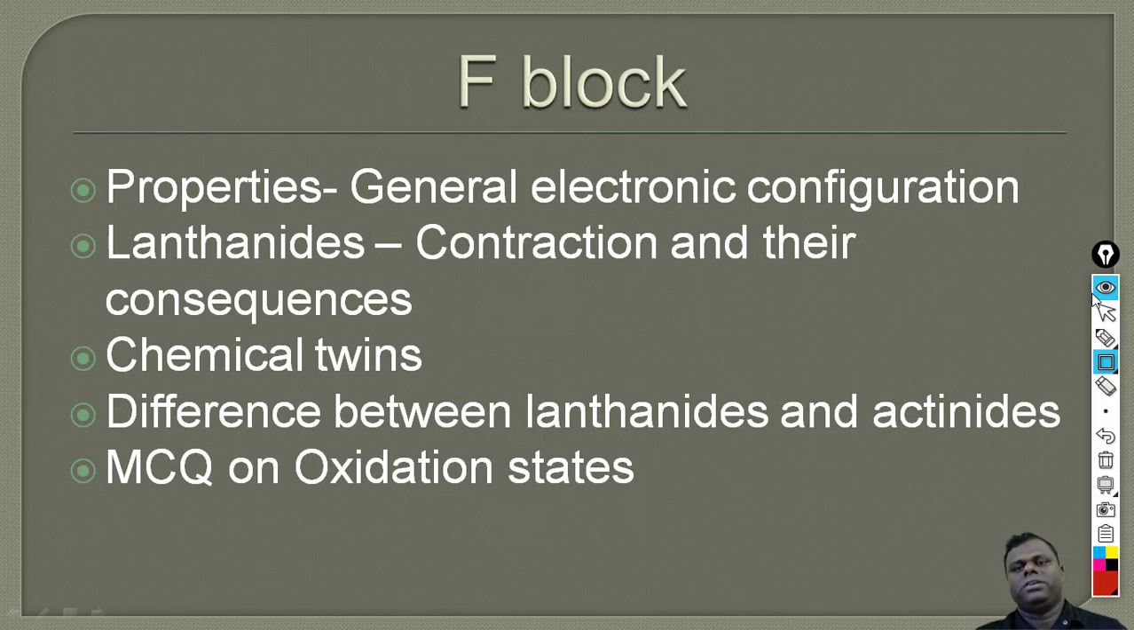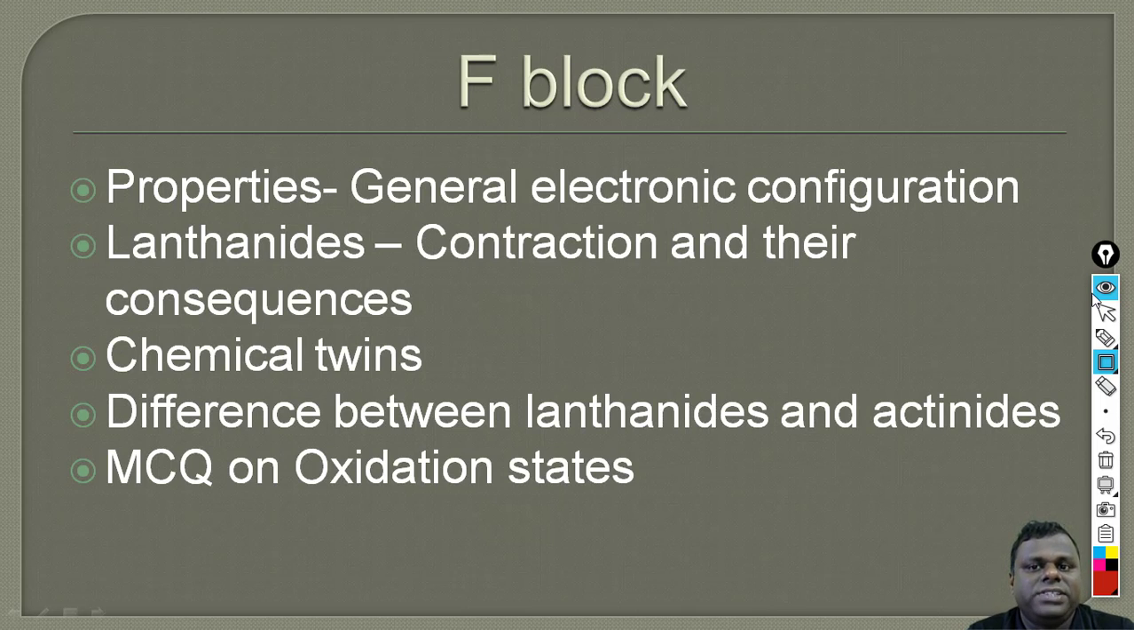Then you have the F block. In the case of F block, basically you have the lanthanides. If you remember the trend, well and good. Remember the properties and the general electronic configuration: which electron enters where, which are the elements that show extra stable configuration, and the ones which have very good oxidation states. And then you have lanthanide contraction.